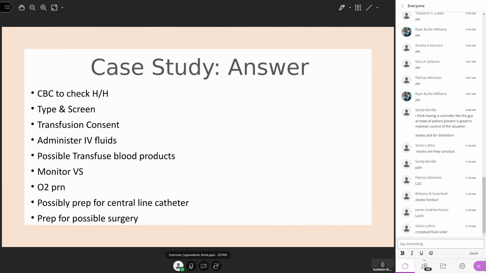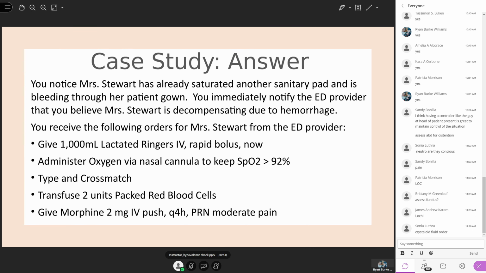Okay, so case study answer. CBC, H&H, of course, the type and screen. They're going to give you fluids, and then possibly prep for that central line and possibly surgery. I would have assumed that within those first orders we would have seen an ultrasound or a flat plate to hone in on what the actual issue is.